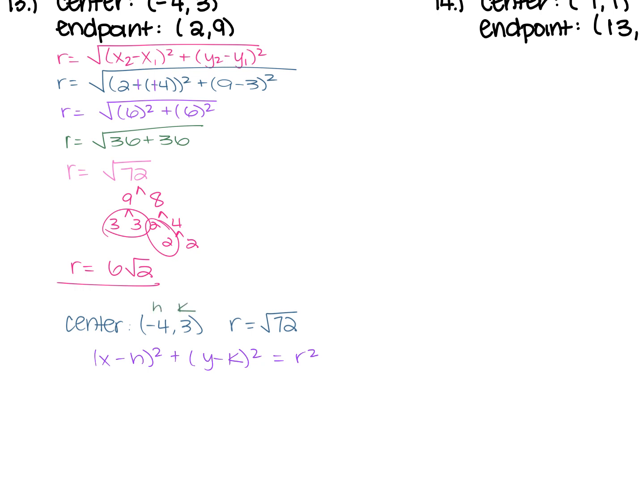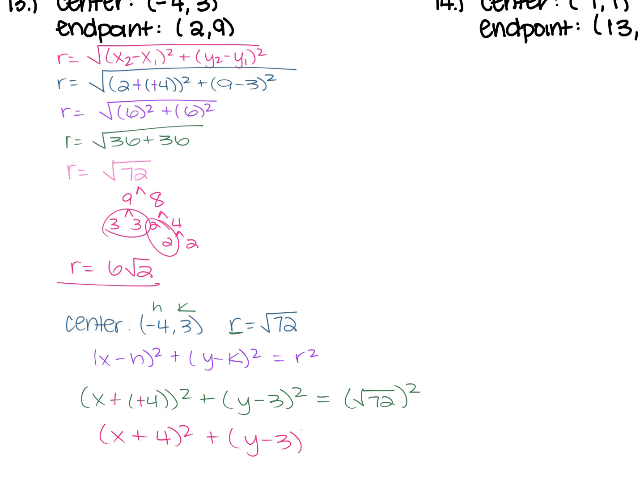H, k, r. So x minus negative 4 squared plus y minus 3 squared is equal to the square root of 72 squared. Double negatives turn into positives, so that's x plus 4 squared plus y minus 3 squared is equal to the square root, and the power have the same index and power, so they cancel each other out to just give you 72.